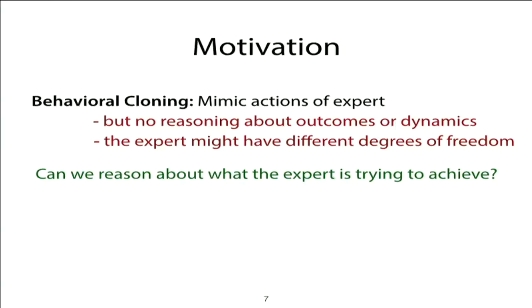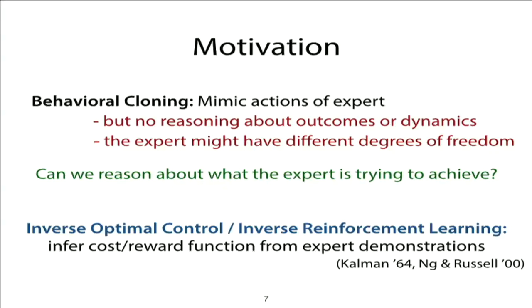And so the question that we're going to be looking at today is, can we reason about what the expert is trying to do? Can we figure out what the expert is trying to do, and then ultimately have our agent learn how to do what the expert is trying to do as well? Formally, this is known as the problem of inverse optimal control or inverse reinforcement learning.